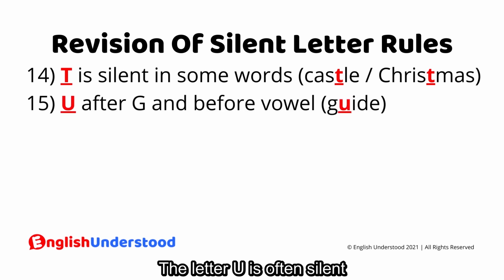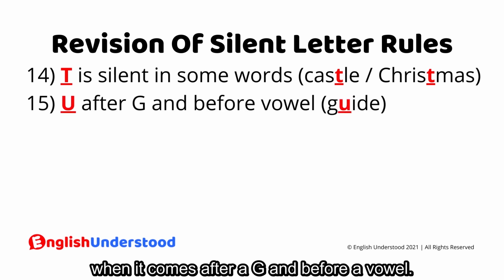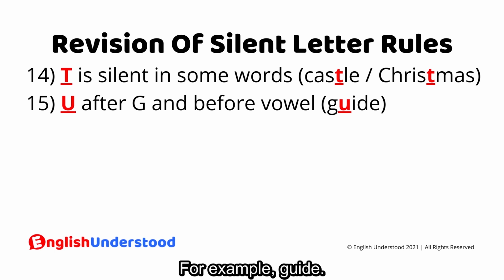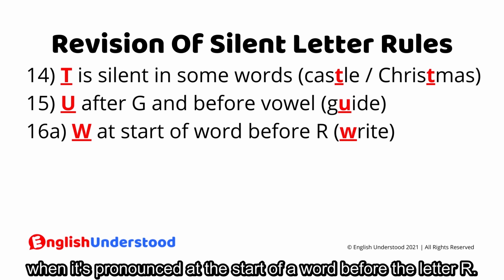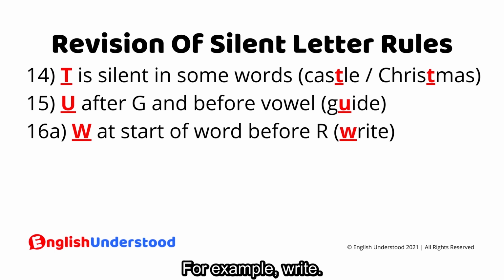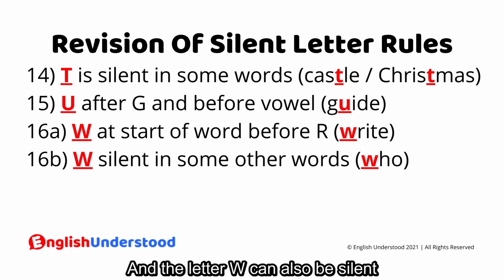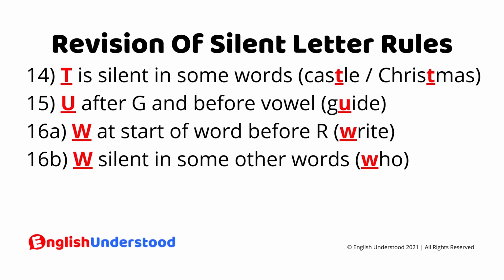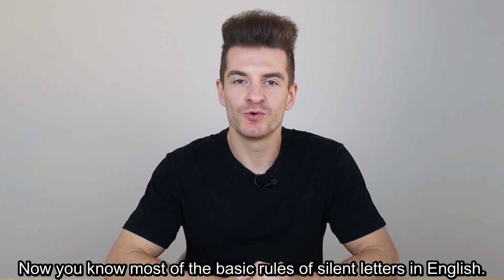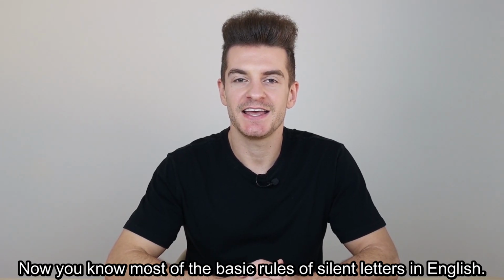The letter U is often silent when it comes after a G and before a vowel. For example, guide. And the last rule is about W. W is often a silent letter when it's at the start of a word before the letter R. For example, right. And the letter W can also be silent in many words, such as who. Now you know most of the basic rules of silent letters in English.